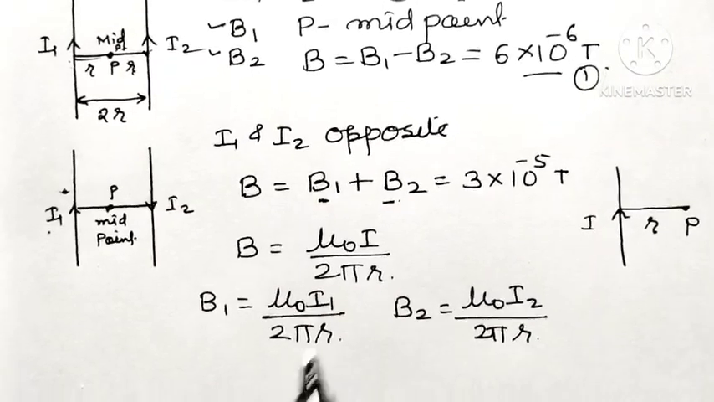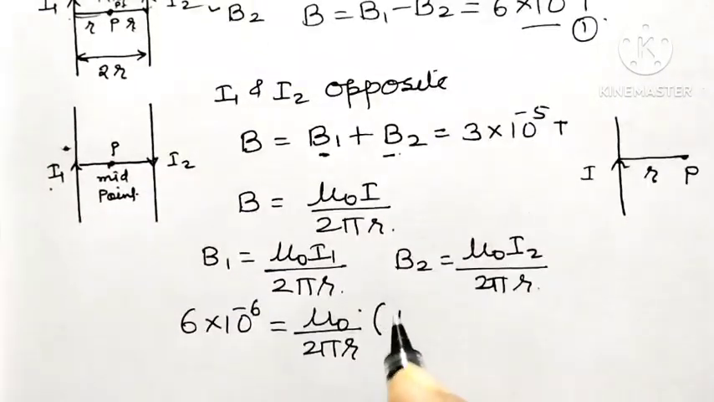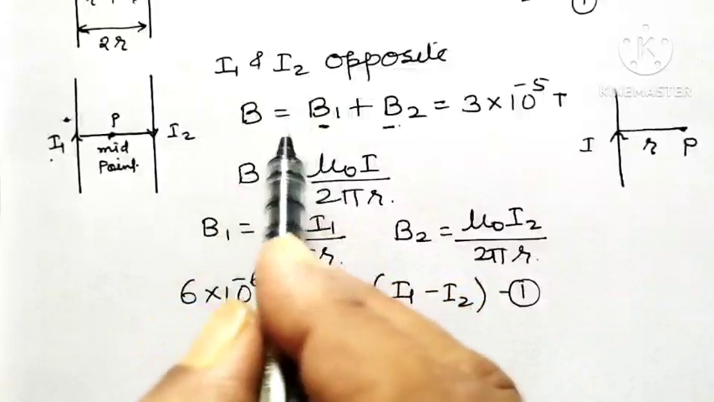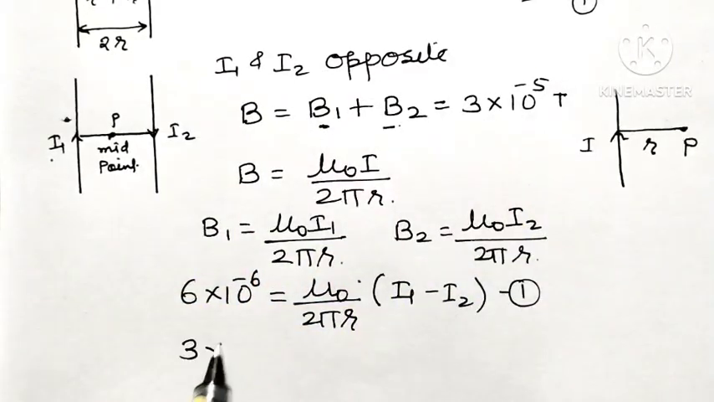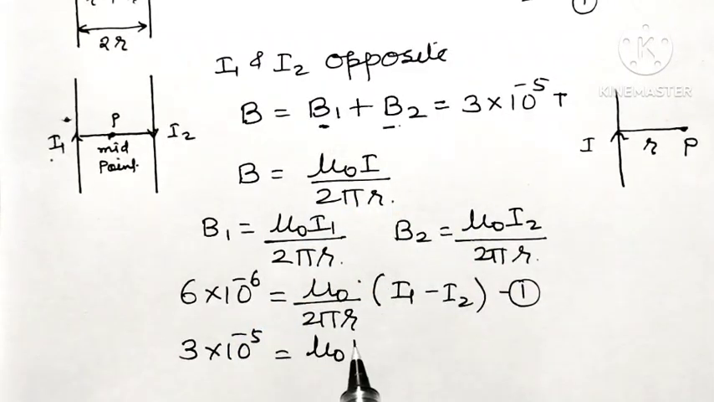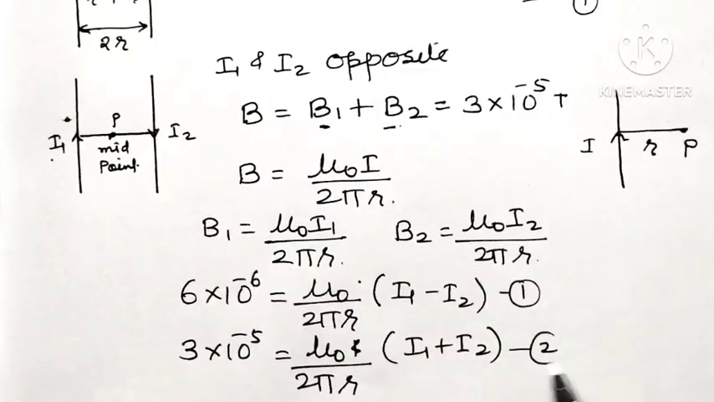So from equation 1 and equation 2: 6 into 10 to the power minus 6 is equal to B1 minus B2, that is mu 0 upon 2 pi r taken as common, times the bracket I1 minus I2. This is equation number 1. Similarly, 3 into 10 to the power minus 5 is equal to B1 plus B2, that is mu 0 upon 2 pi r times I1 plus I2. This is equation number 2.